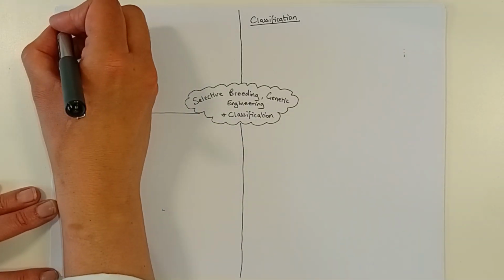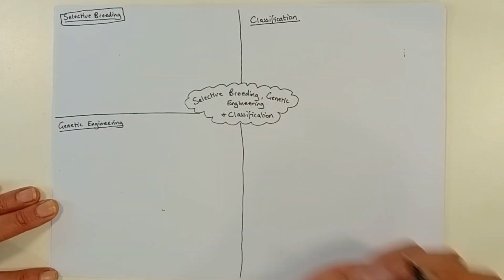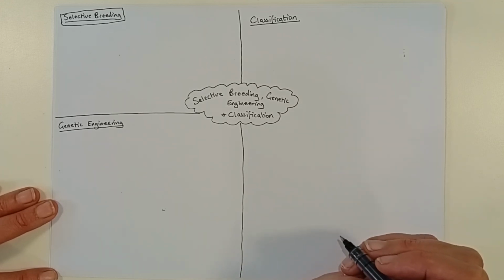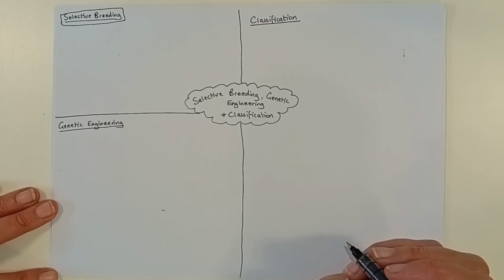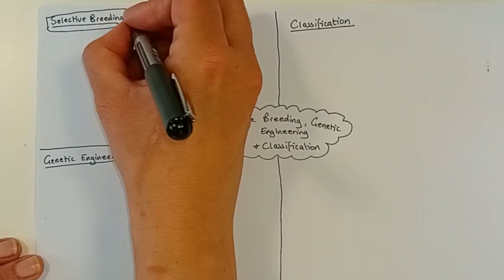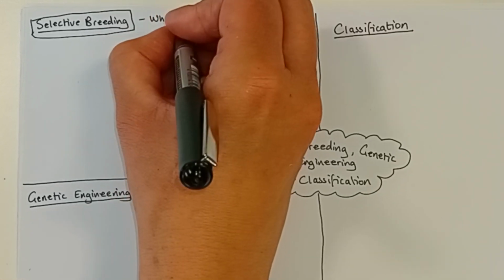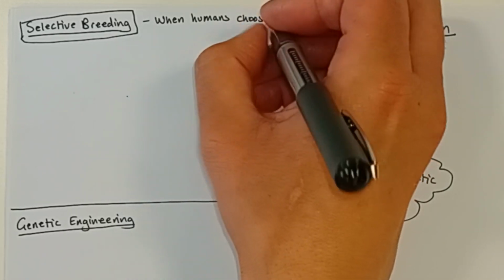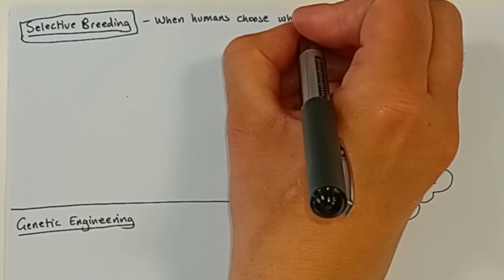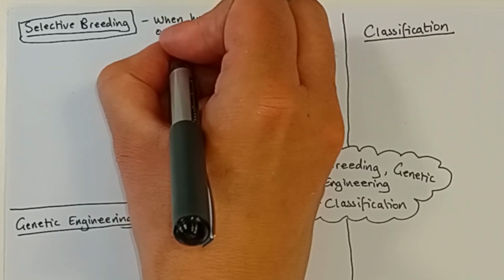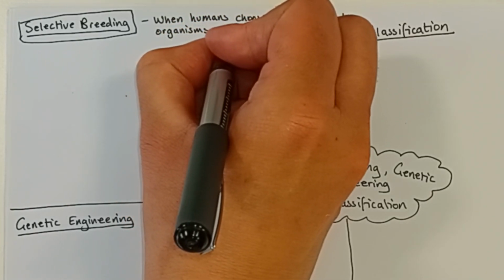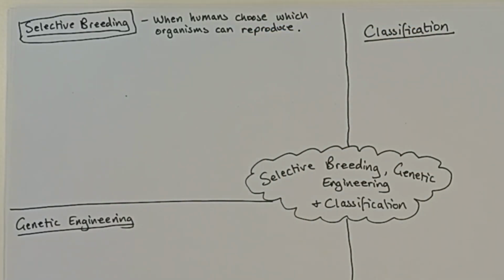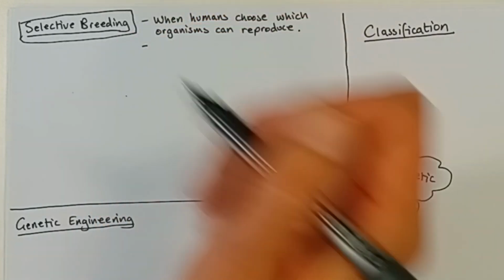Right, let's start with selective breeding then. Selective breeding is when humans select or choose the organisms that can reproduce, and therefore the characteristics are chosen for future generations. So it's when humans choose or select which organisms can reproduce, and it's based on the most desirable characteristics for humans.